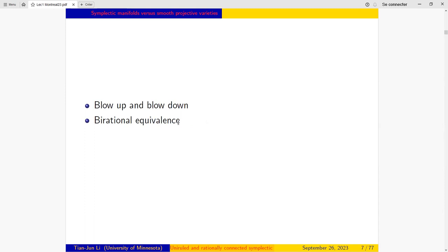So, in both categories, you can define blow up and blow down. These appear as basic operations in the notion of birational equivalence in both categories. So actually, it's interesting. You cannot really define blow up, blow down in almost complex categories. In symplectic, almost, you can define it, as Gromov observed. You can define it in a certain way, where almost complex, blowing up a point.